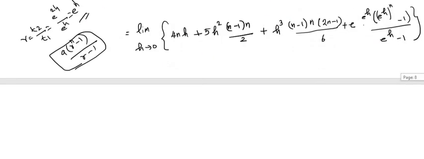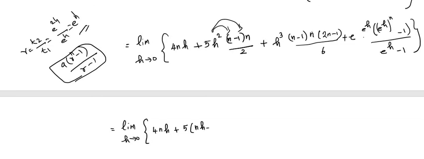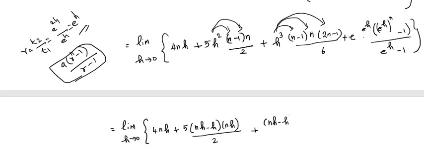We will take each n in the proper place and substitute the value of nh here. This is equal to limit h tends to 0, 4nh. Here we have nh, no problem. Here we have h square, therefore take one h here and another h here. Then here we will get nh minus h, nh whole divided by 2. Right? Plus the same h cube: 1h to this factor, 1h to this factor, another h to this factor. Then we will get nh minus h, nh, and here 2nh minus h, whole divided by 6.